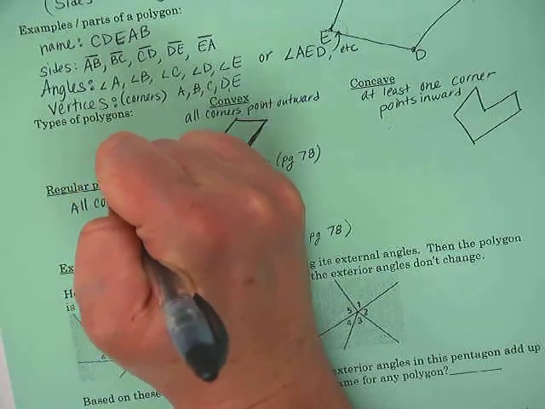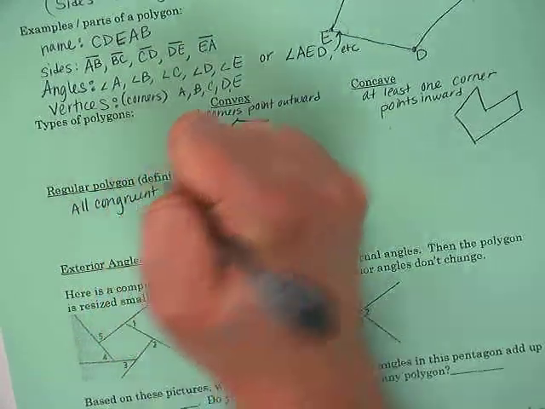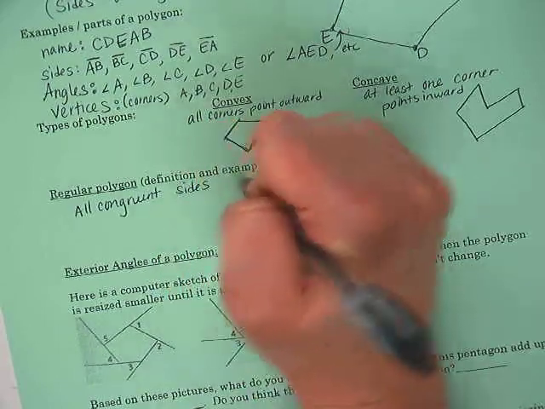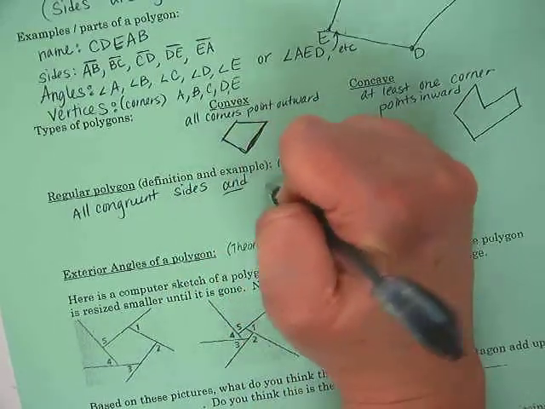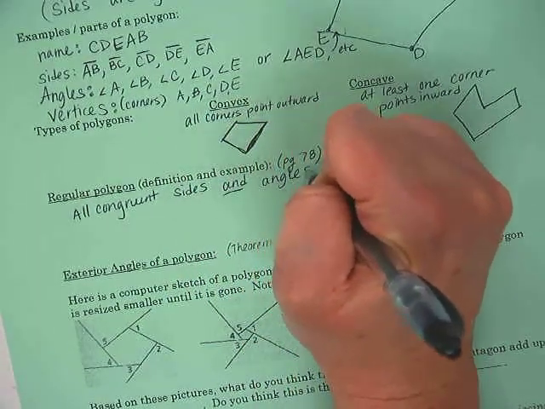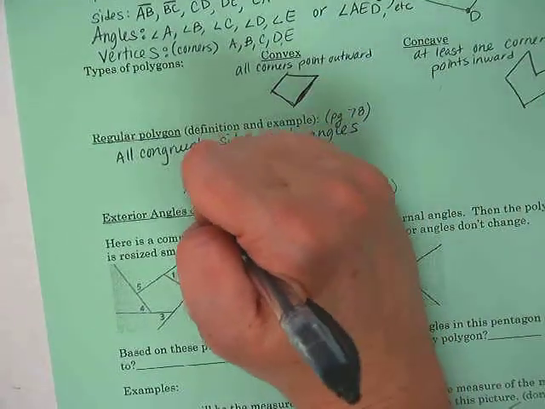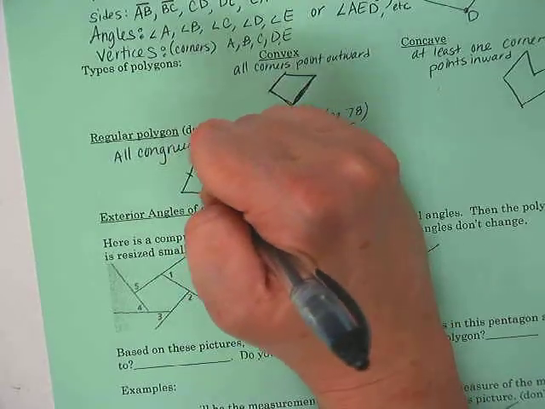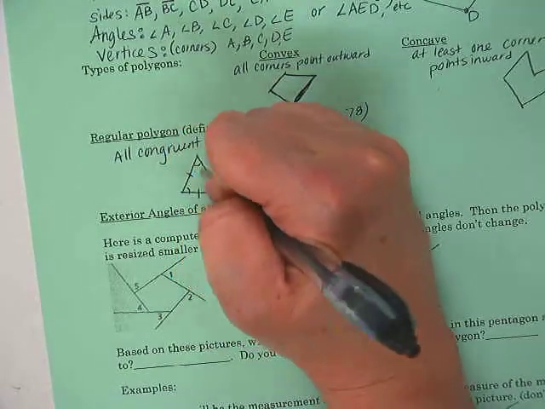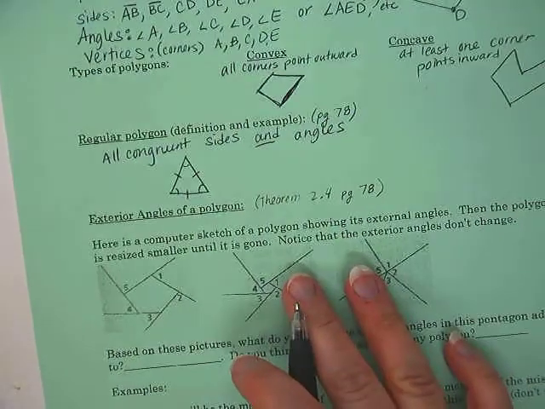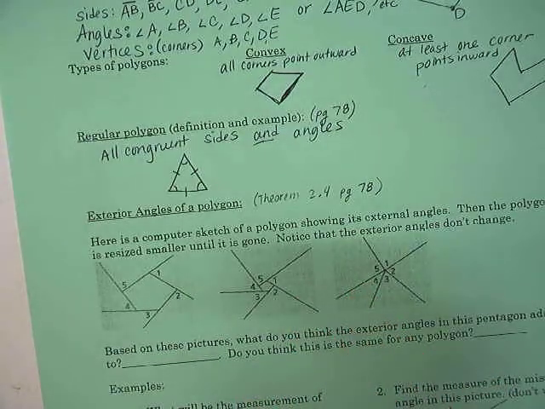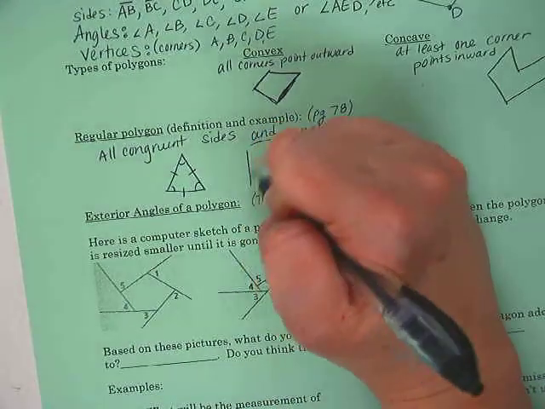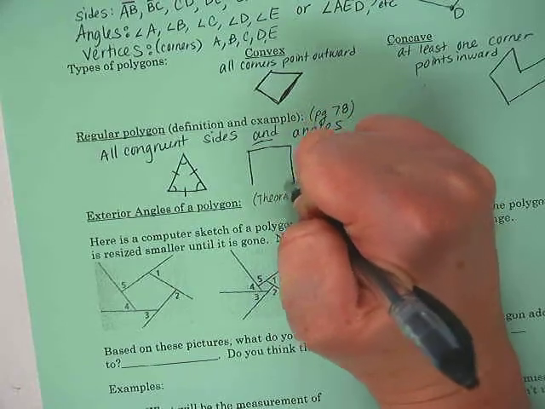All right, a regular polygon has all congruent sides and angles. All congruent sides and angles. We learned already earlier this year about what's called an equilateral triangle. Well, an equilateral triangle is also known as a regular triangle.